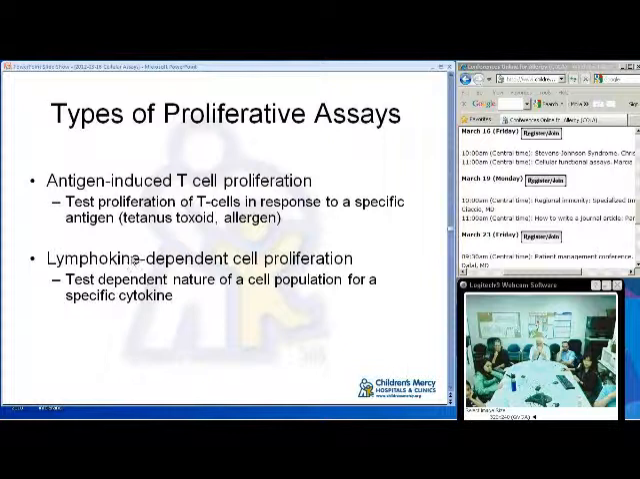You can do an antigen-induced T cell proliferation, and so you could test the proliferation of T cells in response to a specific antigen, such as tetanus toxoid or allergen. And then there's also a lymphokine-dependent cell proliferation, and here you would test the dependent nature of a cell population for a specific cytokine.